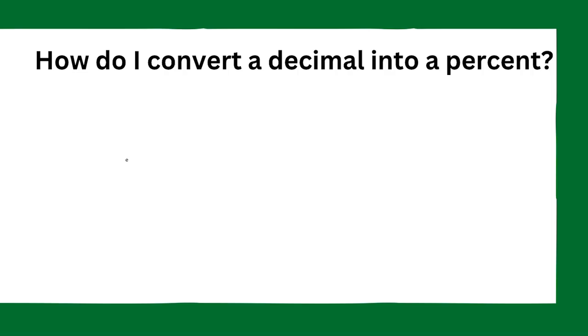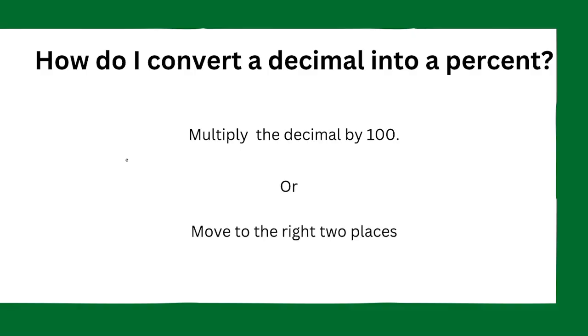So starting off, you're probably wondering how you can convert a decimal into a percentage. And there are two ways you can do this. The very first way would be to multiply the decimal by 100. The second method you can use is move to the right two places. So you start at the decimal and you move to the right two places. That is how you can convert a decimal into a percentage.